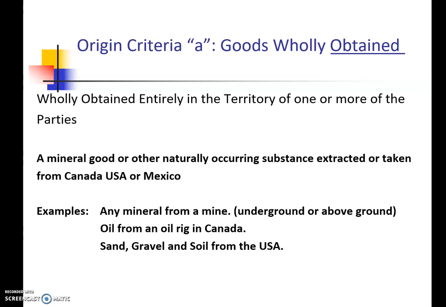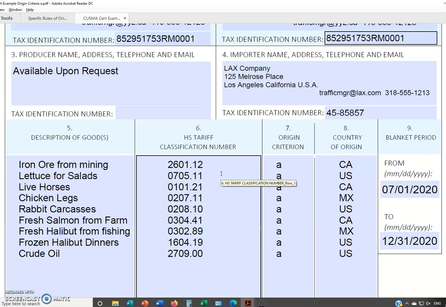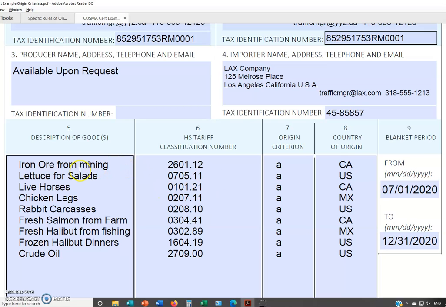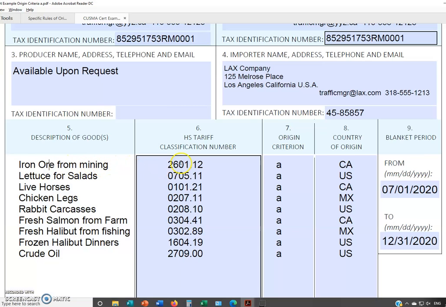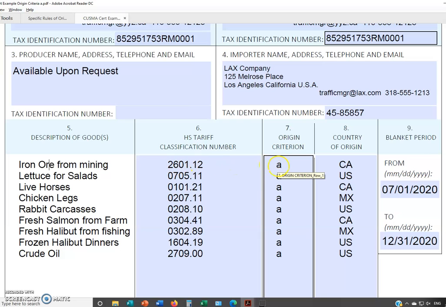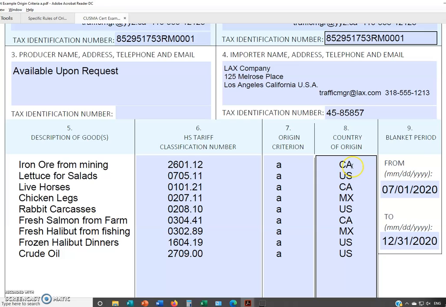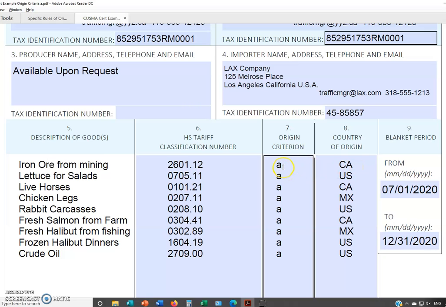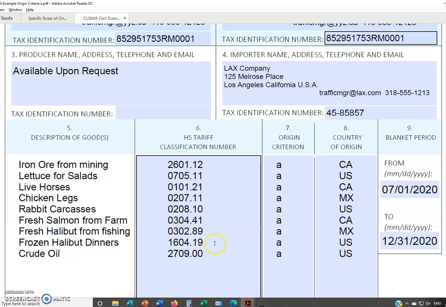Or sand, gravel, and soil from the United States. Again, taken out of the ground, it's naturally occurring. So let's take a look here at the CUSMA certificate. And I've got the first item here as an example. We've got iron ore from mining. Okay, the HS tariff classification as preference origin criteria A, and the country of origin is Canada. It's A because it's wholly obtained. It's natural. You don't have to do anything. Just pull it out of the ground. If that mine is in Canada, United States, or Mexico, it automatically qualifies.